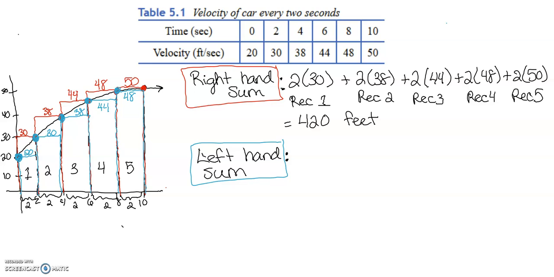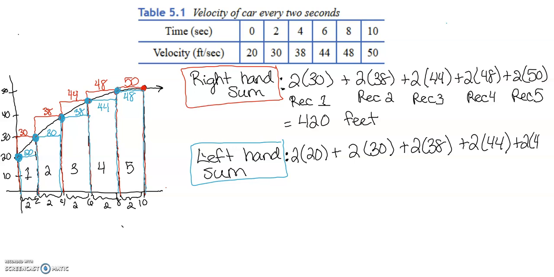So our sum here, again, all of the rectangles have a width of 2. That hasn't changed. The pieces that we're breaking it up into have a width of 2. So we're going to have 2 times 20 plus 2 times 30 plus 2 times 38, 2 times 44, and 2 times 48. And these are still matching up with their rectangles in the above example. If you punch that into a calculator, you are going to get 360 miles. Sorry, feet. 360 feet.